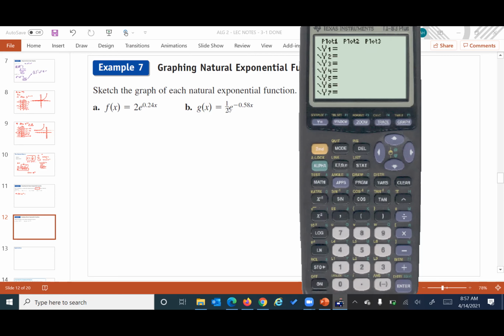Let's see, 1/2, you can put in 1/2, you can also put 0.5. 0.5 is the same thing as 1/2, might as well put that in there. e to the negative 0.58x. We good there? Ready for that one? And jam.